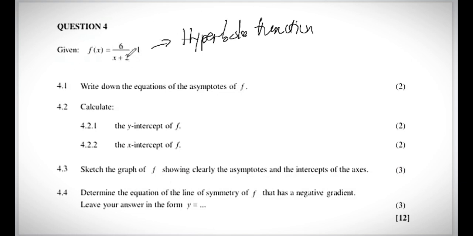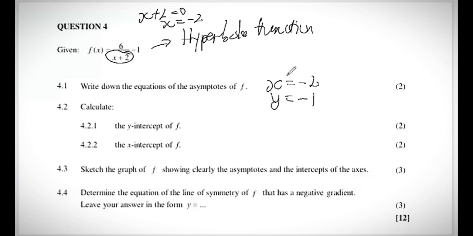So for the vertical asymptote, we only take this here equated to 0. And then now it's going to give us x is equals to negative 2. So our equations would look like this. X is equals to negative 2 and y is equals to negative 1. So this being the vertical asymptote and this being the horizontal asymptote.